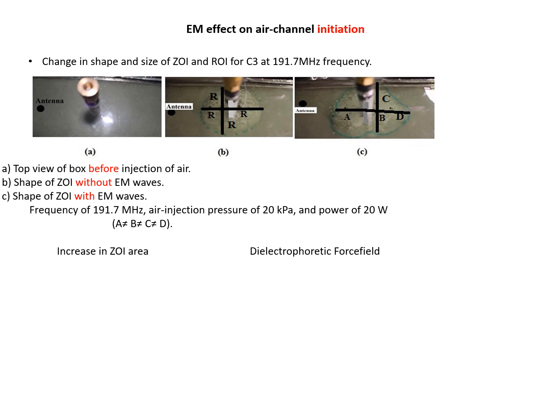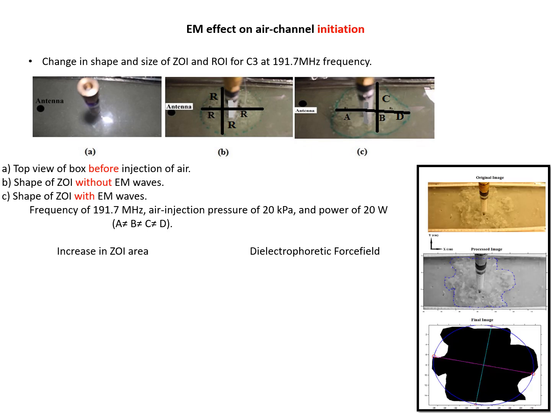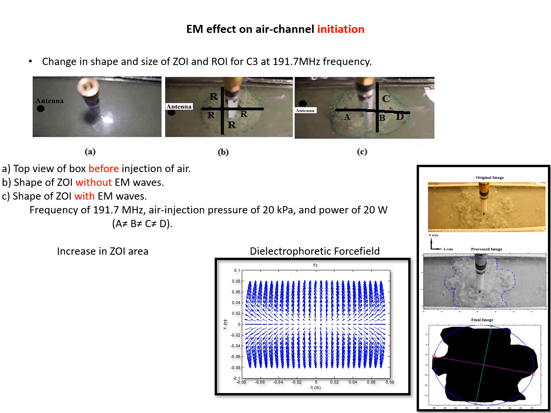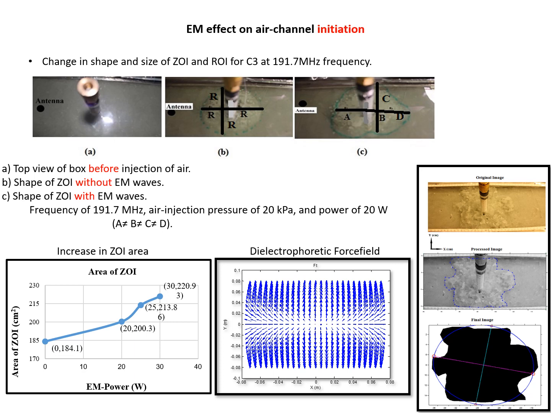And the image on the right shows where we applied a certain pattern of dielectrophoretic force using electromagnetic waves to create this lip shape zone of influence. And we analyze this image and measure different characteristic properties of the shape of the image and the area of the image. The shape of the zone of influence is governed by the dielectrophoretic force field pattern, as you can see. And the area was also analyzed at different powers.